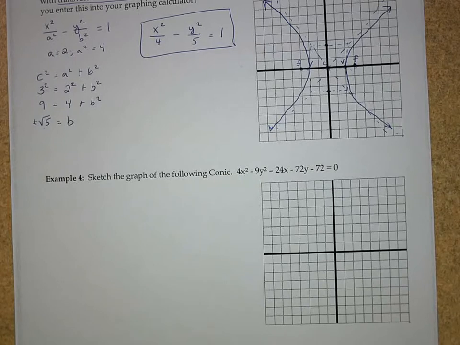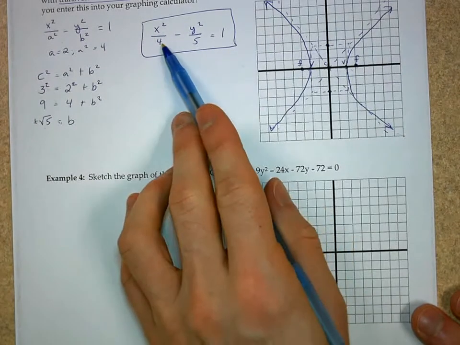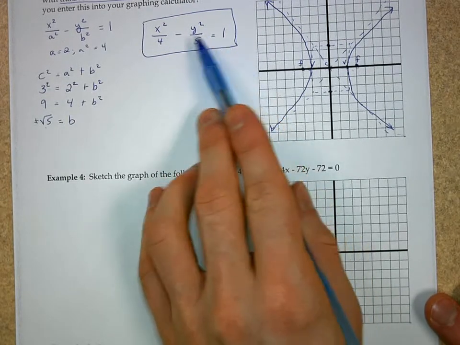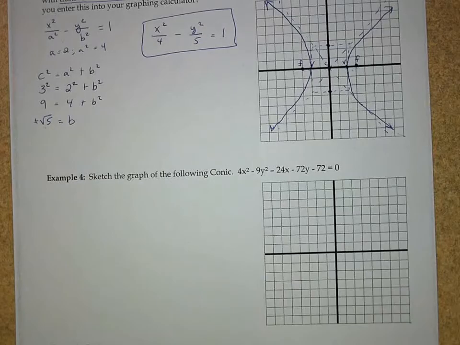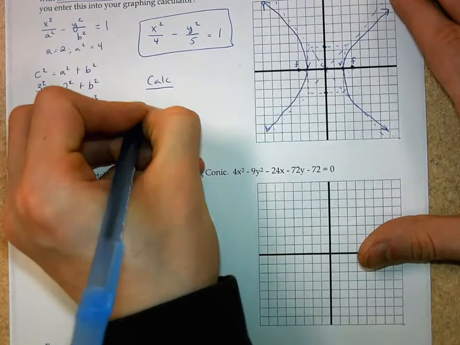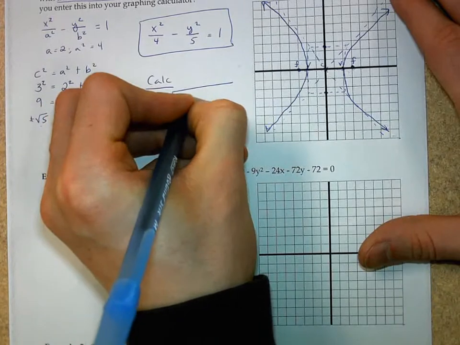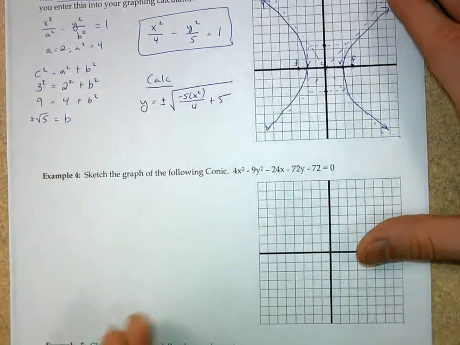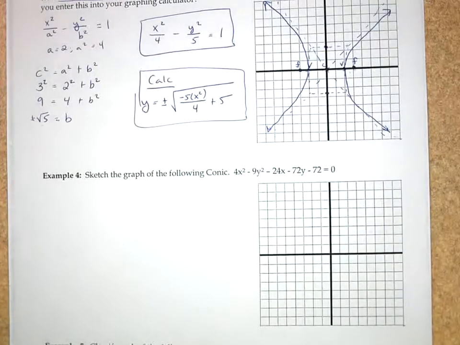To get that into the calculator then, I would solve for y. So here I would subtract my x squared over 4 to the other side, divide through by this -1, multiply by 5, and then take the square root. So if I were to put this into my calculator, you would get y equals plus or minus the square root of -5 x squared over 4 plus 5. So that's how I'd enter that into my calculator.